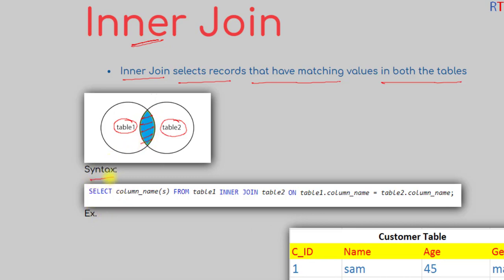And the syntax is we write select and then the column name from table 1 name, and then we have the keyword inner join and then the table 2 name, and then we have to write on, and then we have to specify the two columns which set the relationship between table 1 and table 2. So we have to write table1.column_name = table2.column_name.